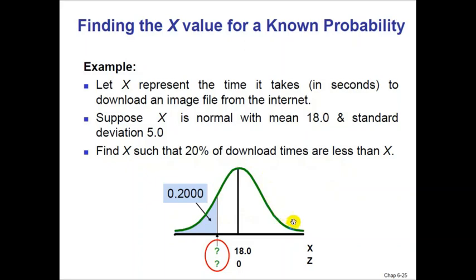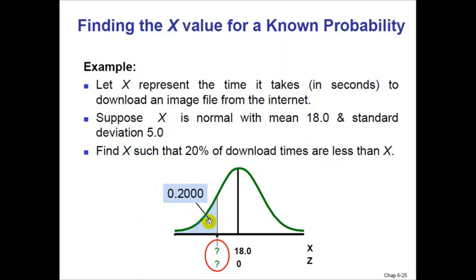If you sketch the normal distribution curve, you are given that the mean is 18, meaning the center here is 18 if you use the x variable. If you convert to z, this 18 will become 0. Now the question asks, what is the x value such that 20% of the download times are less than x? So 20% is here. If you change it to a probability, it becomes 0.2000. So this blue part, you want to know what is this x value.